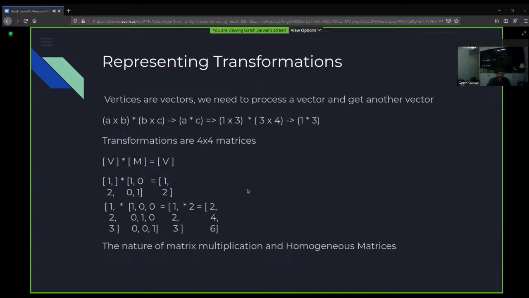As a rule of thumb, when we are working in 3D, a vector would have three components, so the matrix is not going to be a 3 cross 3, it is going to be a 4 cross 4 matrix. If you're working in any 3D engine, you would typically realize that the actual matrix that gets multiplied internally is a 4 cross 4 matrix and not a 3 cross 3.